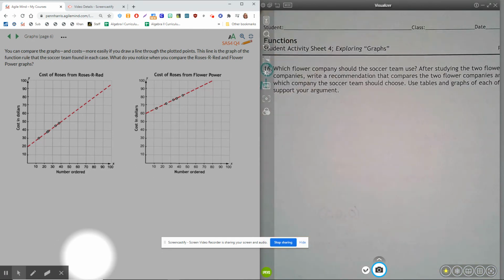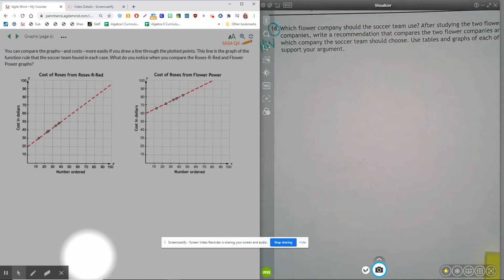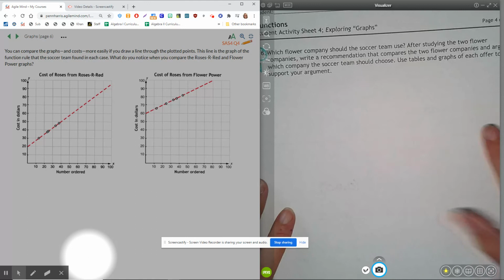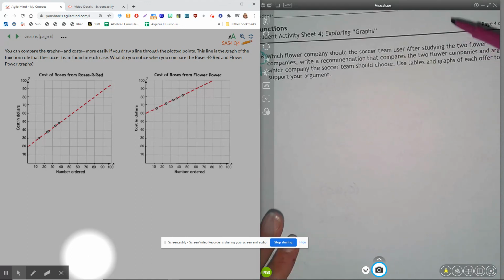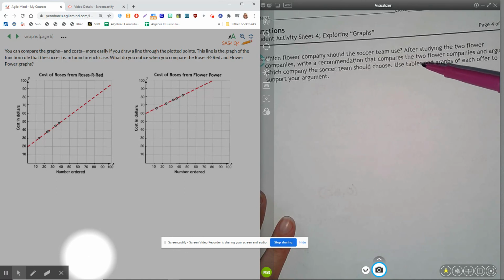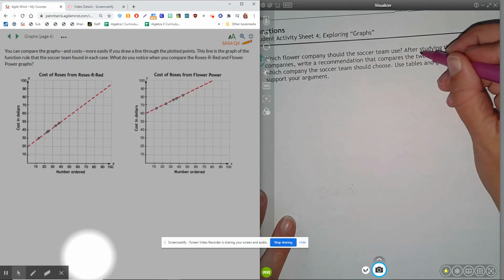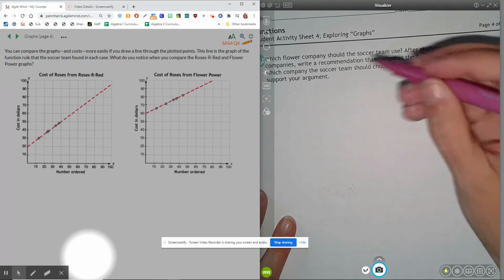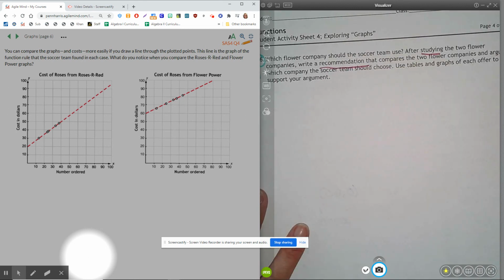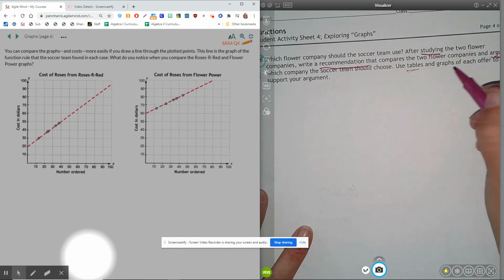Okay, so here we are on the back side. This is number 16. While it doesn't say reinforce, what I want you to do is decide which flower company the soccer team should use. And after studying the two companies, I want you to write a recommendation to compare the two companies and argue your support for which one the team should choose. Use your tables, use your graphs to help support your argument.